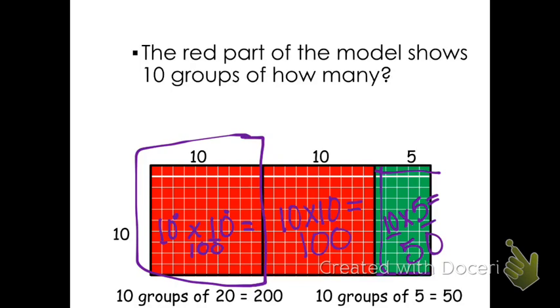Now, when I look at these boxes in my arrays, they show me how many groups I have of 10 and how many groups I have of 5, which is where I get my answer. These are all kind of like partial products. So I'm going to end up adding all those pieces together to give me my answer of 250 players.